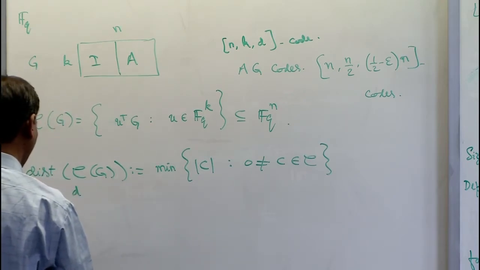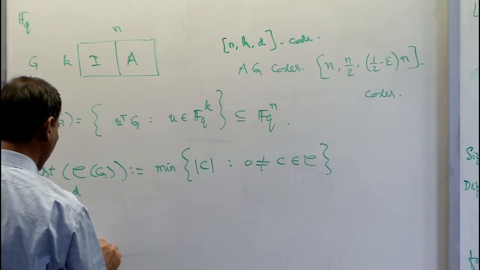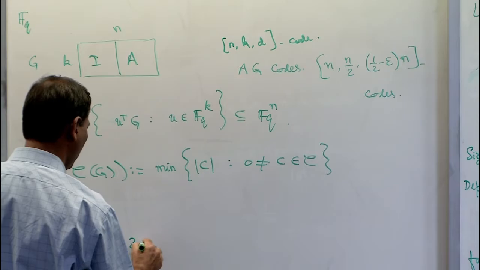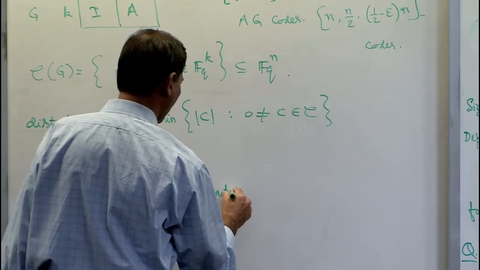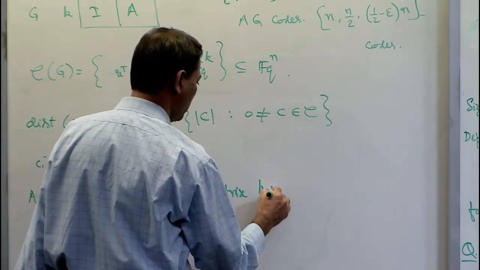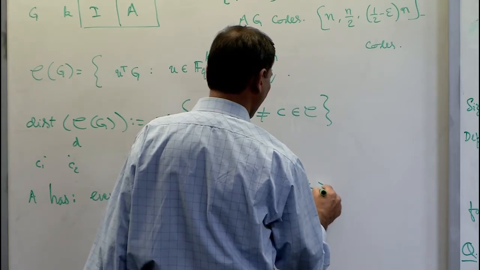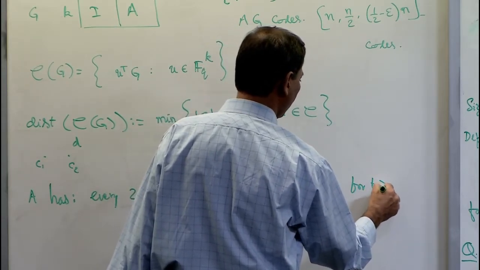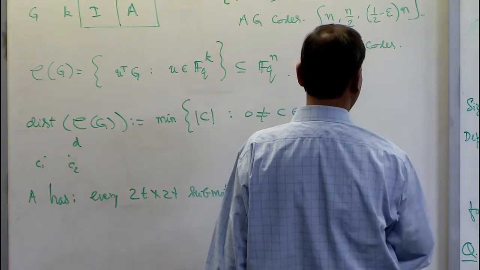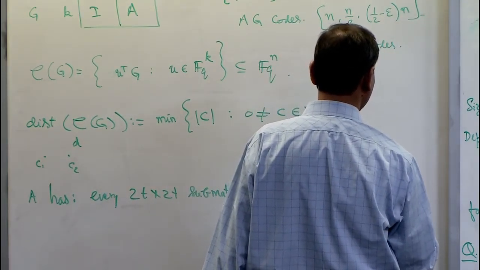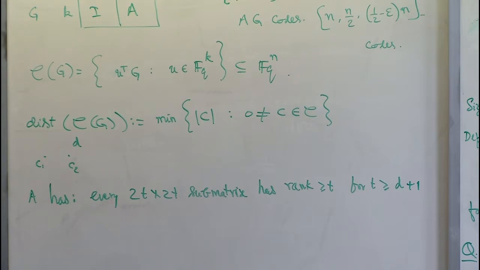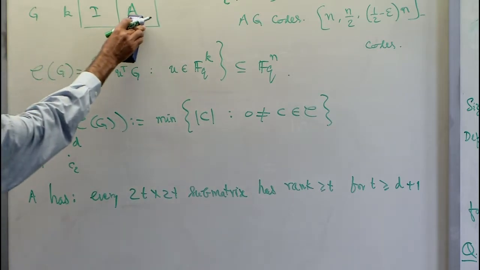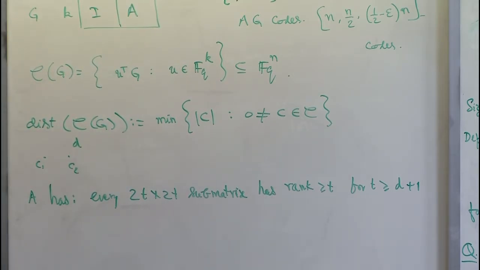So A has the property that every 2t by 2t submatrix has rank at least t for t greater than, let's say, maybe d plus 1. Okay, so A now, this matrix. Oh, I want a square matrix. That's all.